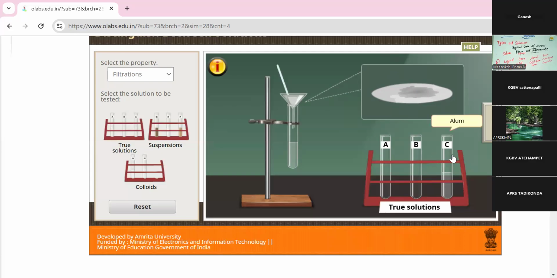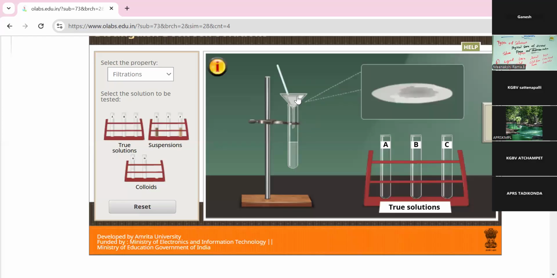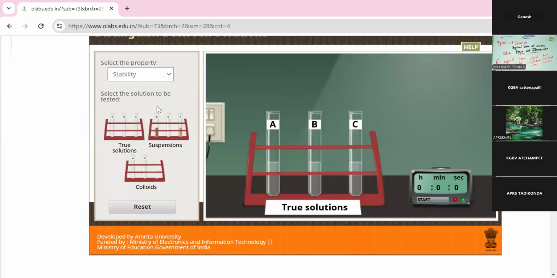And next one, I'm choosing the third test tube, that contains the alum water. So, look at the filter paper. There are no solid particles. So, the third one, the alum water, is also a true solution. So, this is the second confirmation of the true solution. And the third property is stability.